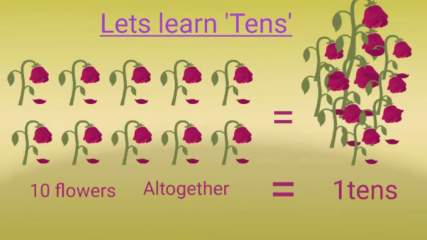Now let us see how to make tens. See now children, count the flowers. How many flowers are there which are loose? 10 flowers. And altogether when they come to one place and make one bunch, that will become 1 tens. So let us see a few more examples in the textbook.